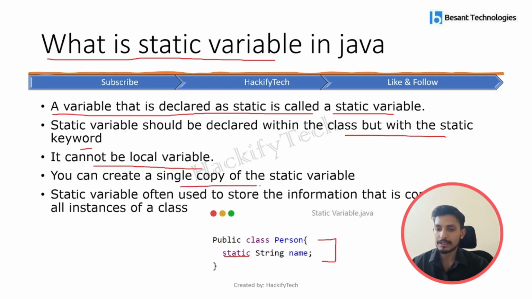You can create only a single copy of a static variable. Assume I have created a name, I can have only one variable. I can't have a duplicate copy of this throughout the program. Static variables are often used to store information that is common to all the instances of a class. For example, if you have common data like a college name, it will be the same for all the students. That's why those kinds of information are stored in static variables.